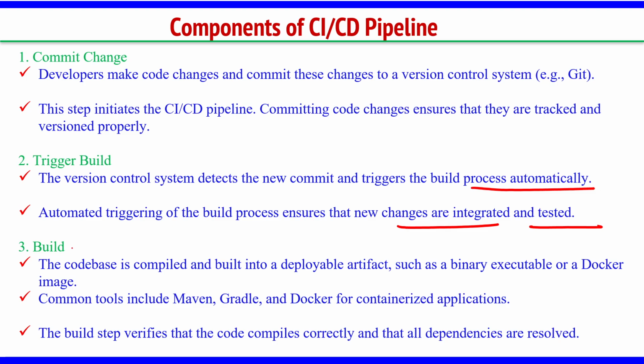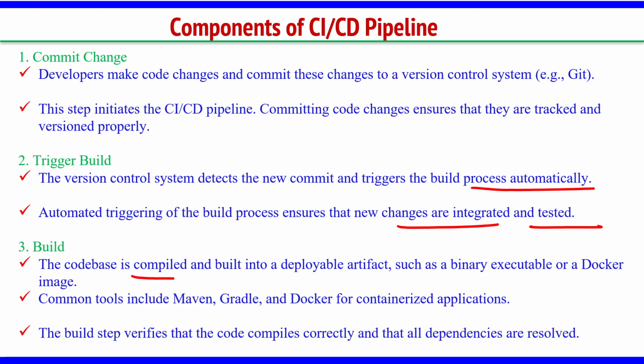Right. Then the third one is build. The third component is build. It means converting the code into executable or runnable format. For example, in Java we convert it to a jar. Converting the code means we are compiling the complete code, all the dependencies are installed, and we convert the code into a working application. That is happening in the build.